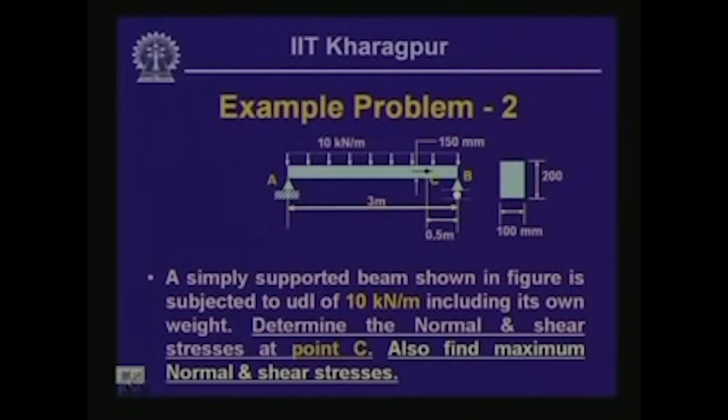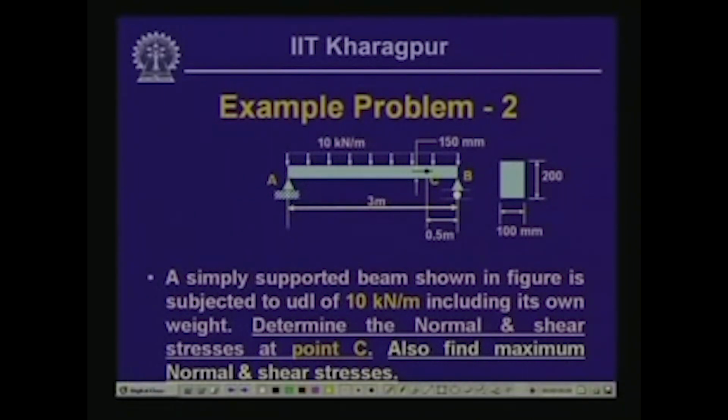Well, we have another example. In fact, this is the example which corresponds to the one which we have discussed today on the aspects of shear stress, that a simply supported beam is subjected to a uniformly distributed load of 10 kilonewton per meter, including its own weight. Now, determine the normal and shear stress at point C. At this particular point, we will have to find the value of the normal stress which is generated due to bending, and the value of the shear stress.